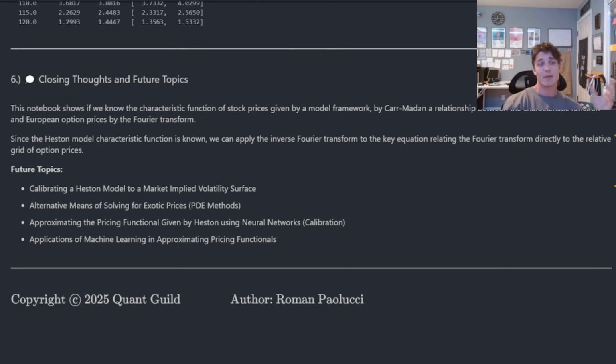I'd also like to talk about PDE methods for approximating, say, exotic prices. I think those can be also very interesting. I'd also like to use machine learning and neural networks to approximate pricing functionals. I've talked about this in the past. I've done a lot of research on this in a professional setting, so I would like to talk about that topic as well if there's interest.